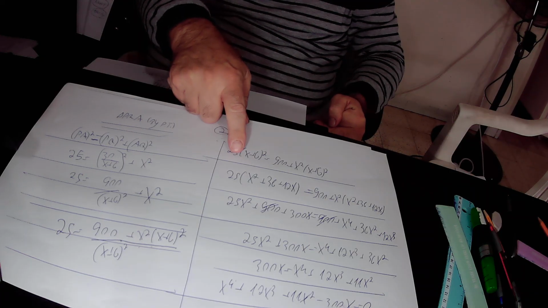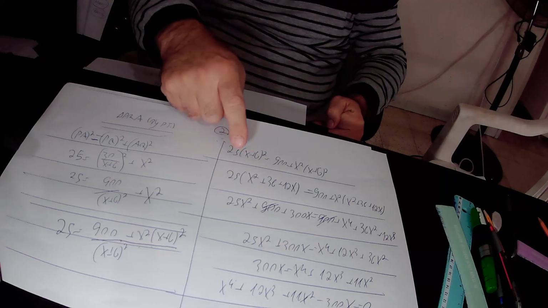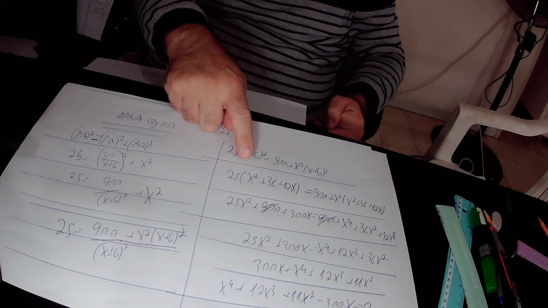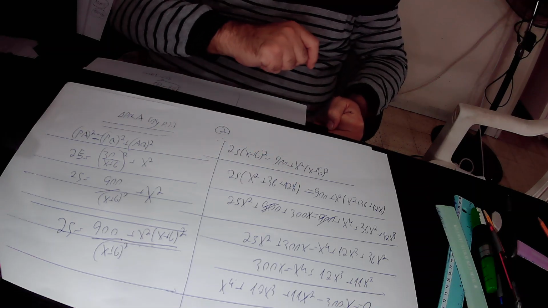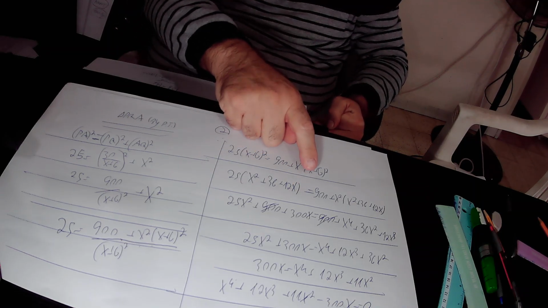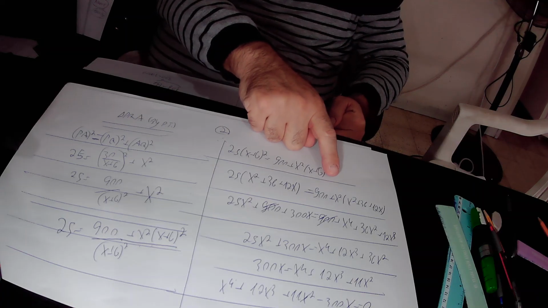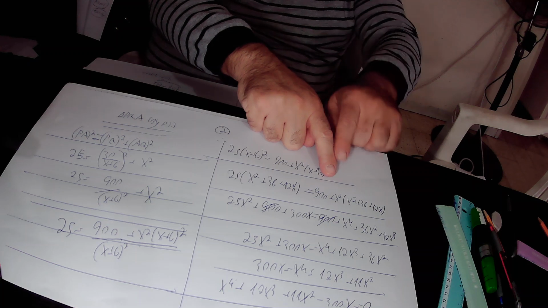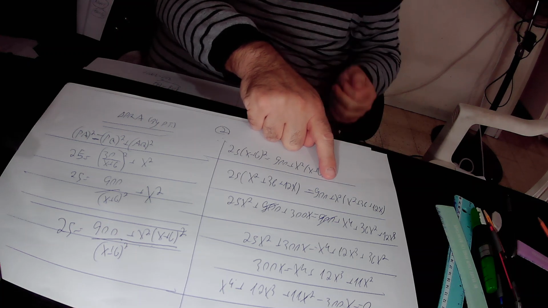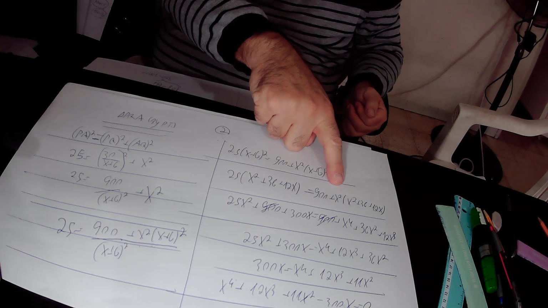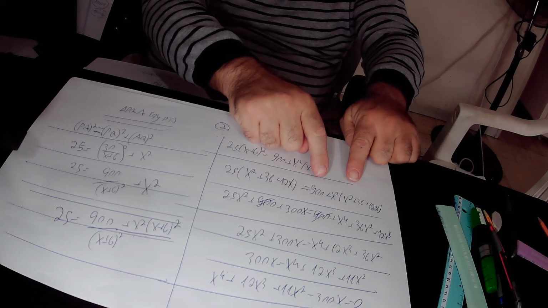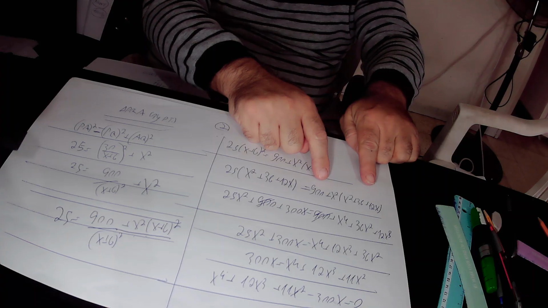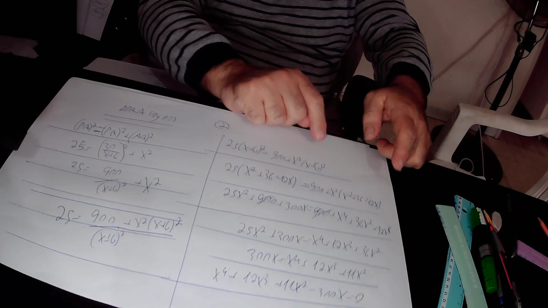25 times x squared is 25x squared, plus 25 times 36 is 900, and we have 25 times 12x is 300x. On the other side of the equation we have 900, and we have here x squared times (x squared plus 36 plus 12x). So we open the brackets of this expression. x squared times x squared is x to the power of 4. x squared times 36 is 36x squared, and x squared times 12x is 12x cubed.